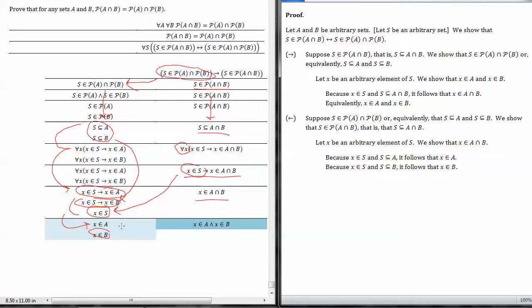And finally, we should just say that that's what we were going for, right? That because X is in A and X is in B, we have that X is in the intersection of the two. Okay, so let's say because X is in A and X is in B, it follows that X is in A intersect B, which was our goal. And we're finished.